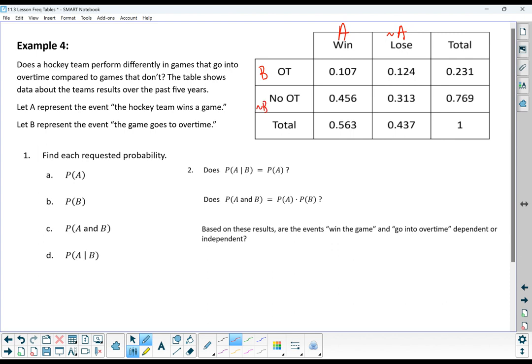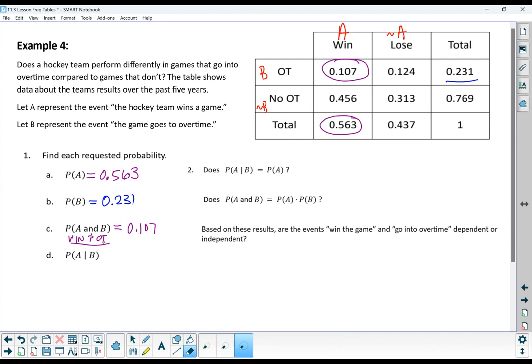Okay, find each of the probabilities. So the probability of A is 0.563. Overall, whether they're in overtime or not, they win 56% of the time. Probability of B, which is the probability of overtime, well, it looks like 23% of their games go into overtime, 0.231. So the probability of A and B, this means that they win and they were playing through overtime. So that would be this category, 0.107.